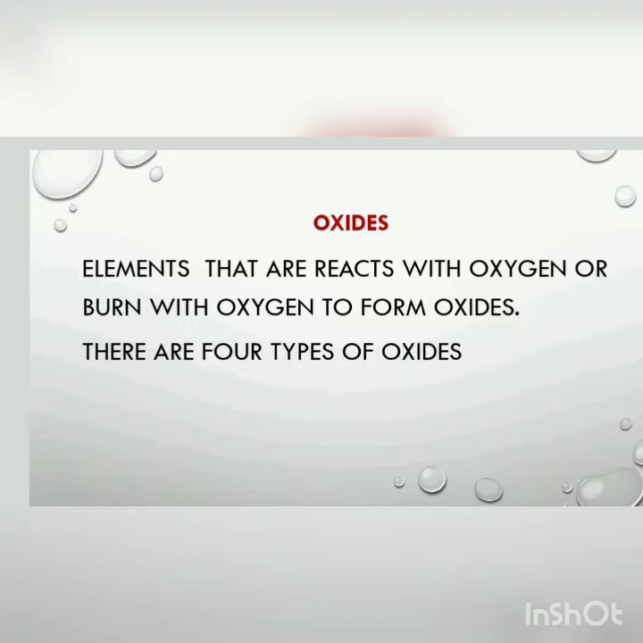Example, in Diwali, we crack the magnesium ribbon. Yes, do you remember the magnesium ribbon? So magnesium ribbon reacts with or burns with the oxygen and forms some type of ash. So that ash is nothing but magnesium oxide.